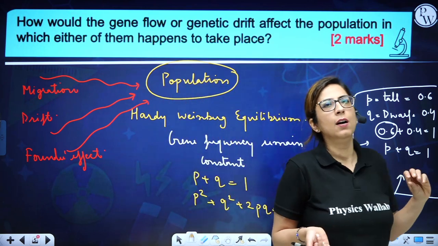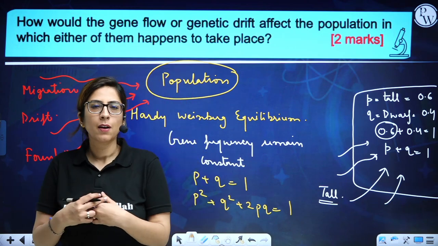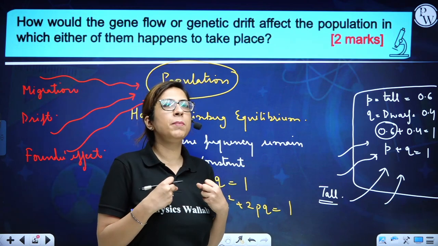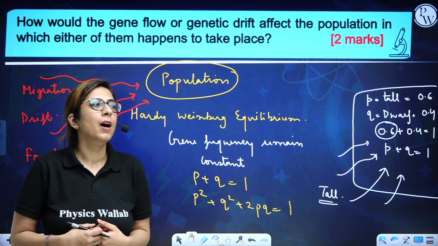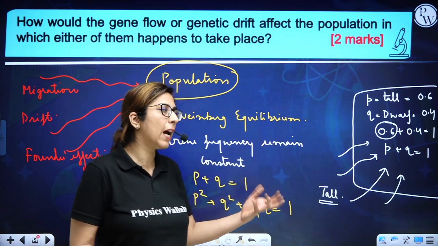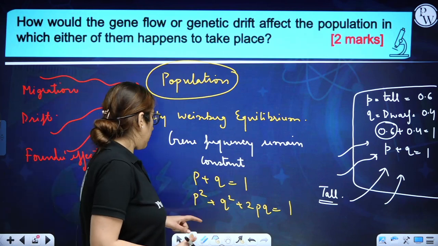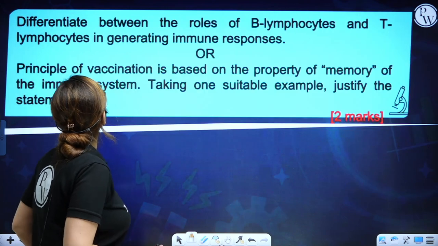So this is a frequency change, or sometimes a different kind of person is coming, you can say a mediocre kind of person, or some are moving out of the population, emigration is happening. That is also going to affect the Hardy-Weinberg equilibrium. Clear? Okay, now let's move on to the next question.